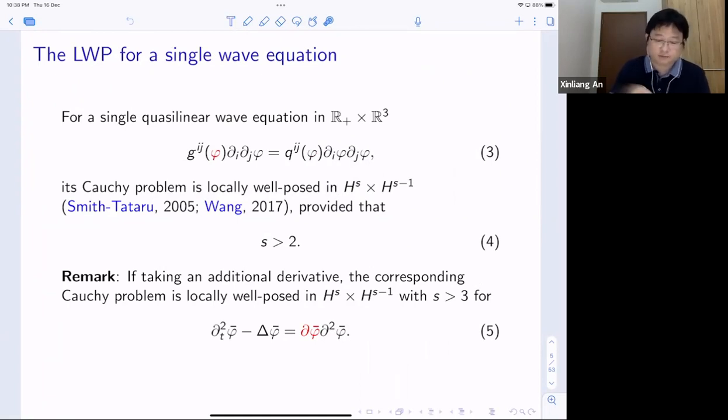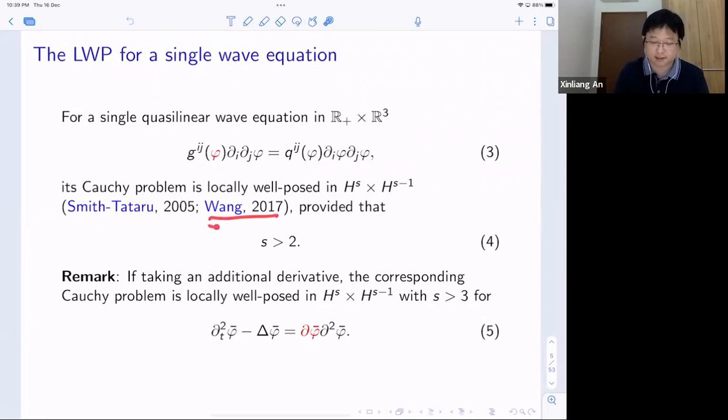For the single quasilinear wave equation in R cross R^3, this will be the equation we are interested in. It is quasilinear because the metric g depends on the unknown, and we have quadratic terms of the derivative on the right-hand side. In 2005, Smith and Tataru proved that this equation is locally well-posed for H^s cross H^(s-1) if s is strictly larger than two. They use the wave packet method to achieve this.